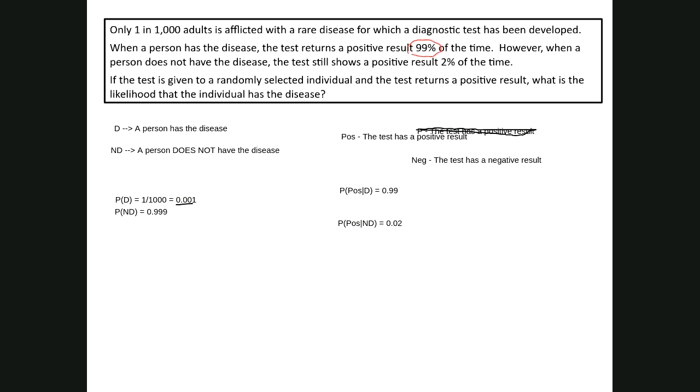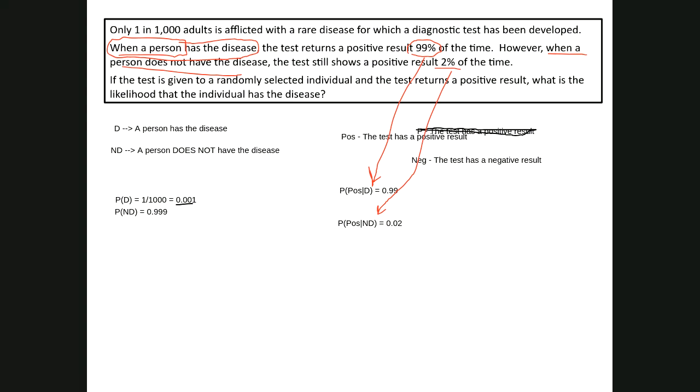It's only 2%. And that comes from our information, where this returns the result given, and you can read this, when the person has the disease is the same as saying given that the person has the disease, the positive result is 99% of the time. And then similarly, given a person does not have the disease, the test is positive 2% of the time. Now, you should ask yourself, what if the person doesn't have the disease? What's the chance that the result will be positive?